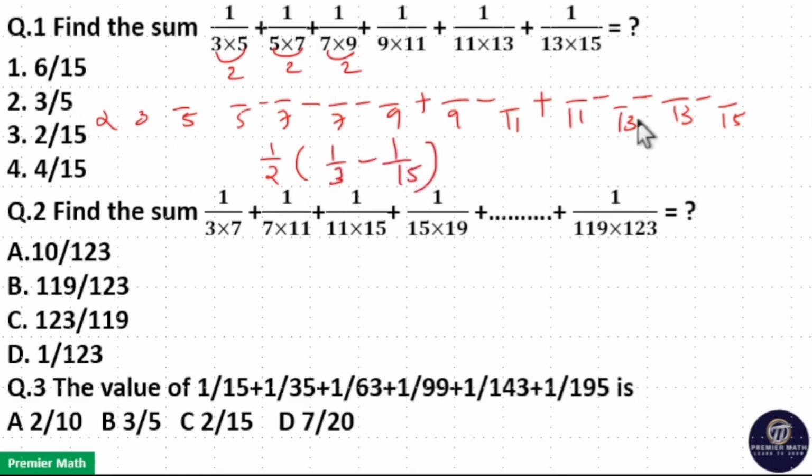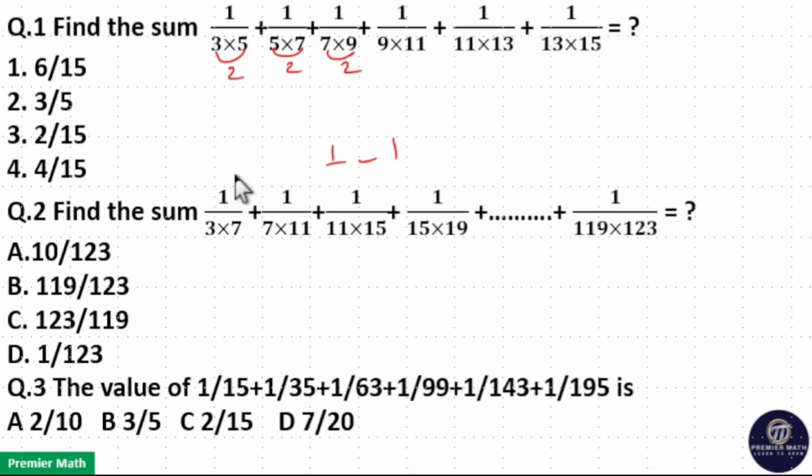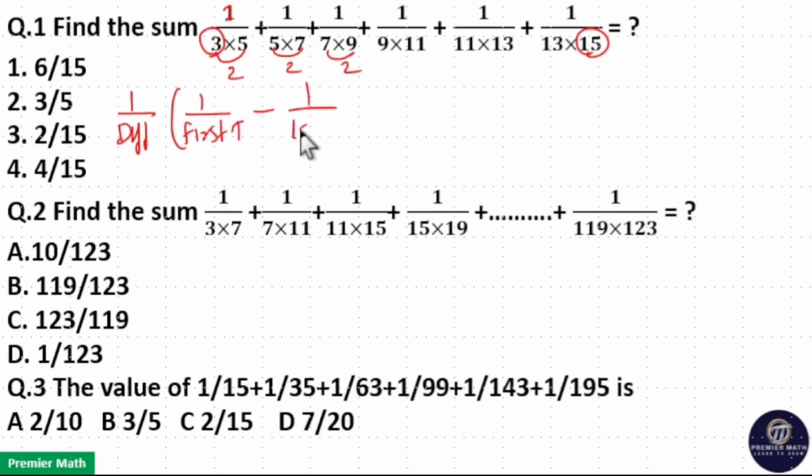Actually you don't have to do all this. Just understand the concept and use the trick. Here the difference in the denominator is 2, so take 1 by 2 outside. And in the numerator you don't have the difference. If the numerator is 2, you don't have to write this 1 by 2. Here in the numerator you have 1, but here the difference is 2. In that case, take 1 by difference into, first term is 3 and last term is 15. So write 1 by first term minus 1 by last term.